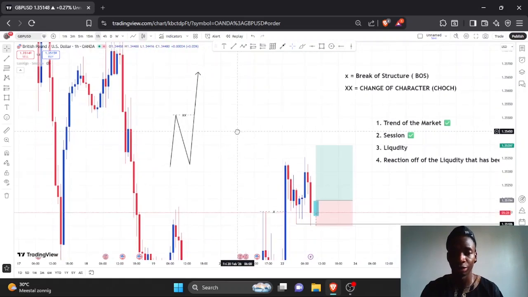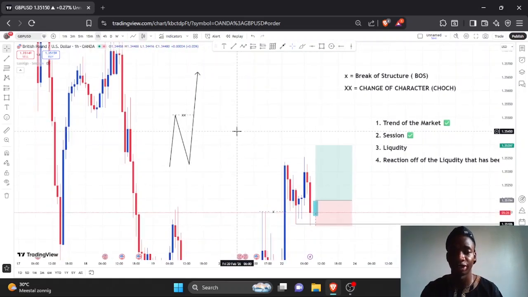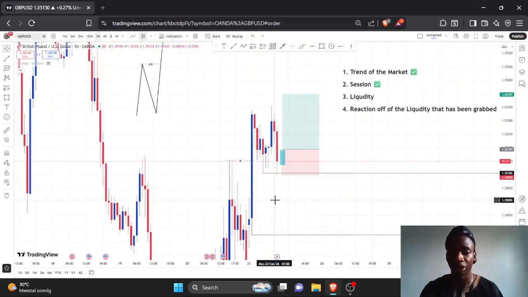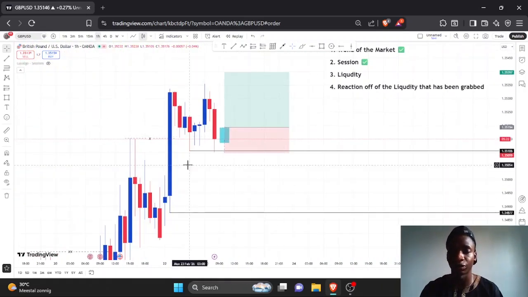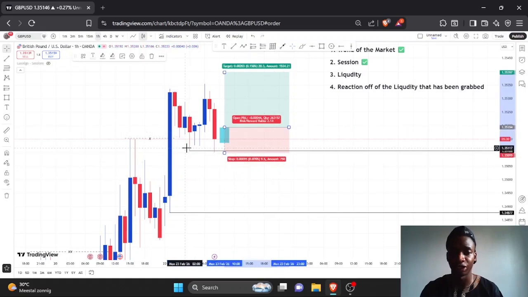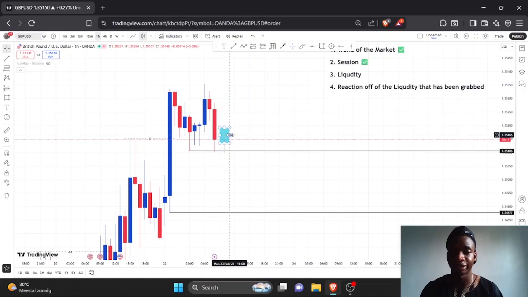So once we get there, I'm going to show you guys where I'm going to put in my take profits. But for now, we are just waiting for the market to react off of this liquidity. Once it has been grabbed and we have seen reaction off of it, I'm going to go to the next confirmation.